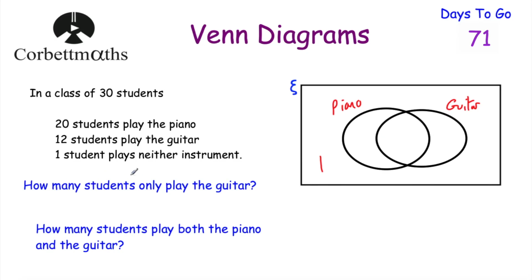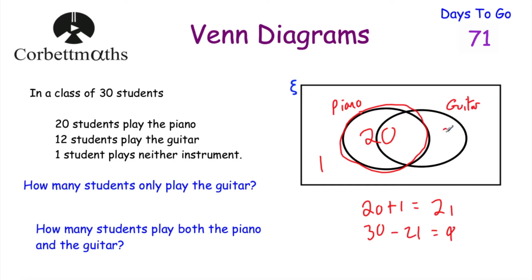And the first question says, how many students only play the guitar? So we want to figure out how many people go in there to begin with. Now to do that, first of all, we're told that 20 students play the piano. So if we consider this region for the piano, altogether there's going to be 20 people in there. Now we don't know the split yet, but we know there's going to be 20 people in there. And we know that one person plays neither. So altogether, this 1 plus 20 plus this missing number must add together to be 30. So let's do 20 plus 1, that's equal to 21. And then if we do 30, the number of students, take away 21, that's equal to 9.